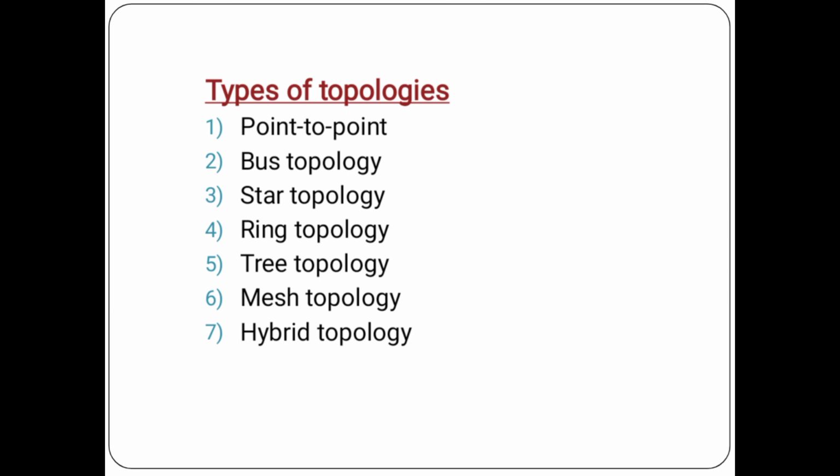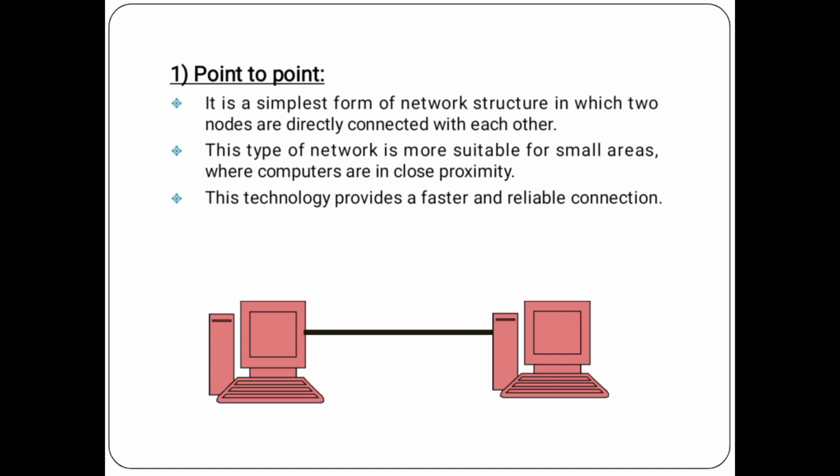Types of topologies: point-to-point, bus topology, star topology, ring topology, tree topology, mesh topology, and hybrid topology. Point-to-point topology. It is the simplest form of network structure in which two nodes are directly connected with each other. This type of network is more suitable for small areas where computers are in close proximity. This technology provides a faster and reliable connection.